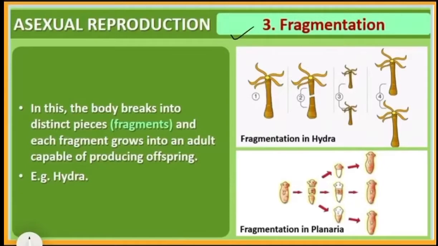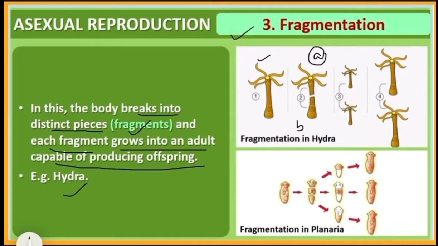In this, the body breaks into distinct pieces, or you can say into fragments, and each fragment grows into an adult and is capable of producing offspring. Such type of reproduction is seen in Hydra. You can see here, this is the parent Hydra. It breaks into two pieces, piece A and piece B. A will form a complete Hydra, B will also form a complete Hydra. And these two new Hydra are now capable of producing new offspring. This type of reproduction can also be seen in planaria.